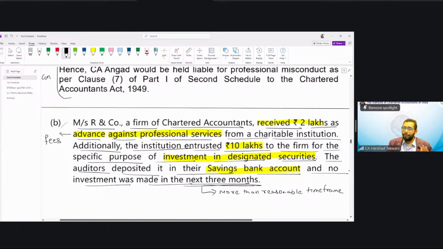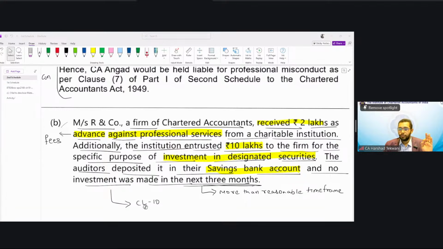Now, fee, perfectly fine. Money, specific purpose. This is money to be expended, money to be used. But if you do not use it, keep it in a separate bank account. If it is for the long term, keep it in a separate bank account. First of all, you have not invested. Secondly, you have not kept it in a separate bank account. So as a result, guilty of professional misconduct under clause 10. Simple. Guilty of professional misconduct under clause 10, part 1 of the second schedule.